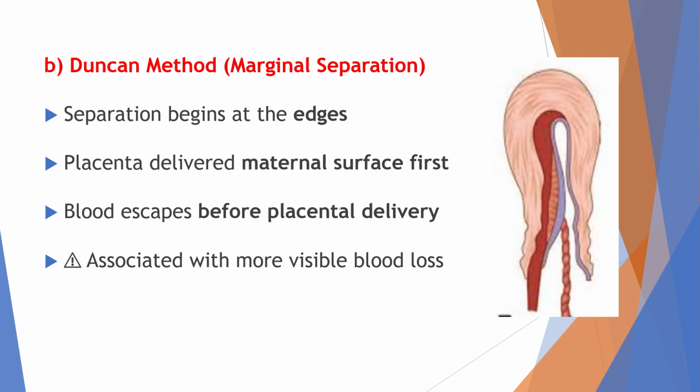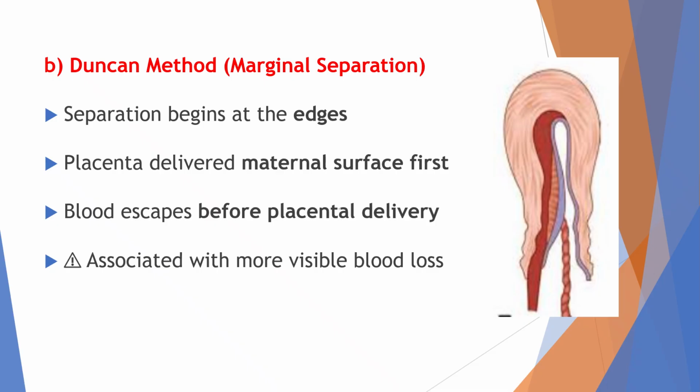Another method of placental separation is called marginal separation. In this method, the separation of the placenta starts from the edges rather than from the center. As the edges separate first, blood easily escapes from the placental margin and flows out through the vagina even before the placenta is completely delivered.